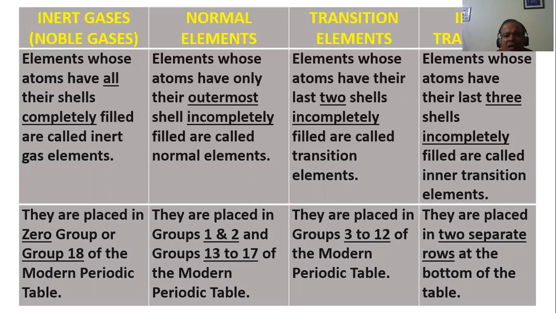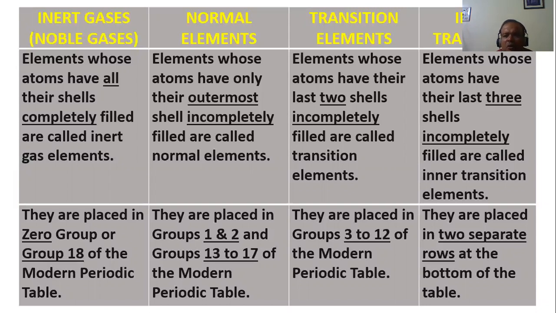Next, we go on to the transition elements. So what are transition elements? Elements whose atoms have their last two shells, the two outermost shells, the ultimate and the penultimate shell, incompletely filled are called transition elements. So the last two shells are incompletely filled. And where are they placed? They are placed in groups 3 to 12, that is 3, 4, 5, 6, 7, 8, 9, 10, 11 and 12 groups of the modern periodic table.